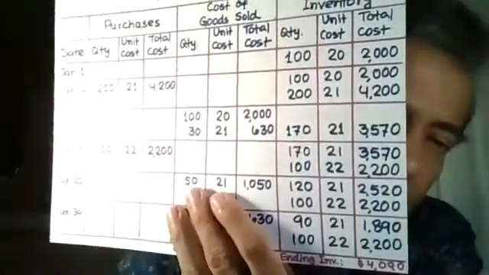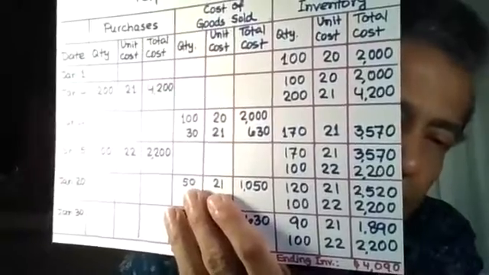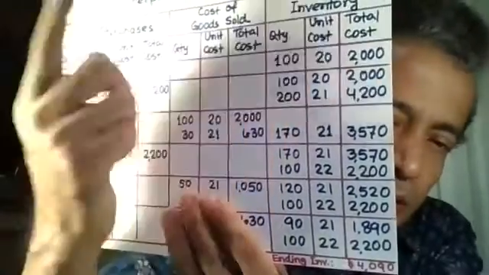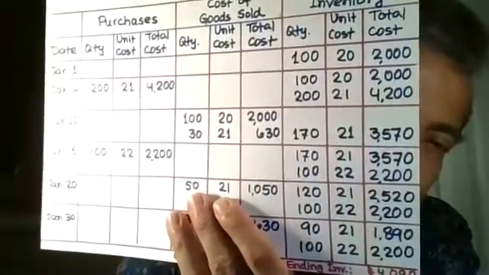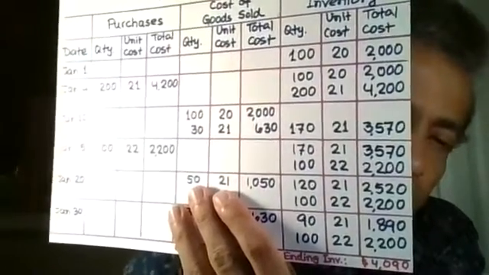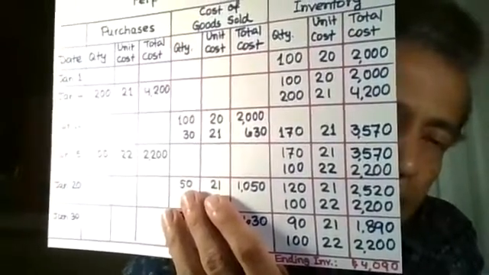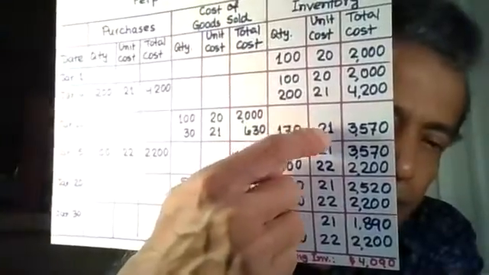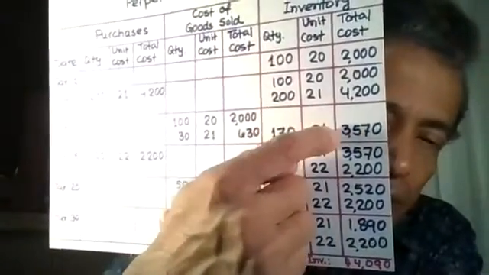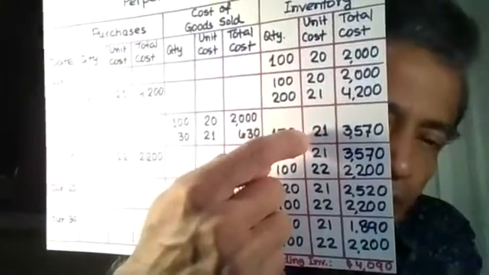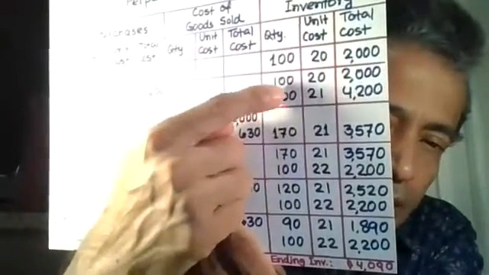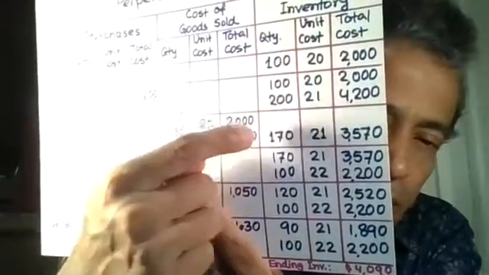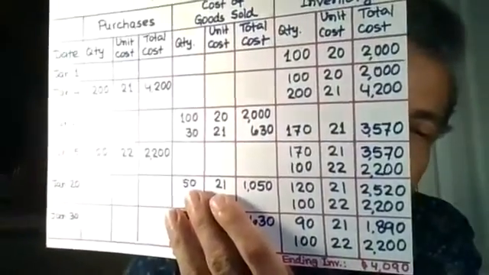Once I have sold 130 units, what is my closing stock? My first layer is gone. I have some left from my second layer, and there we have 170 units at $21. That's how you know the cost of closing stock. The older ones are all gone, and 30 from here are gone as well. So you have 170 units left.